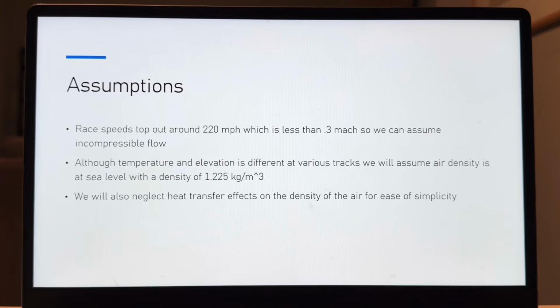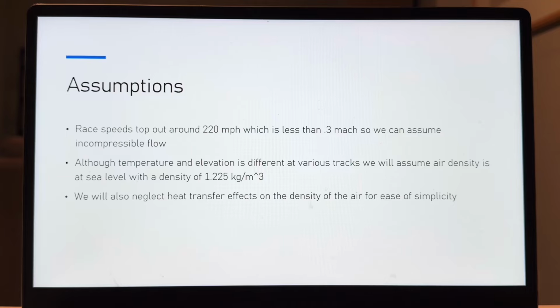So here are some of the assumptions that we're going to use. Race speeds are going to be a maximum of around 220 miles an hour. We want to use the maximum because we need to know our Mach number. It's going to be less than 0.3. It came out to around 0.286. So we can assume incompressible flow, which is really nice for solving this equation.